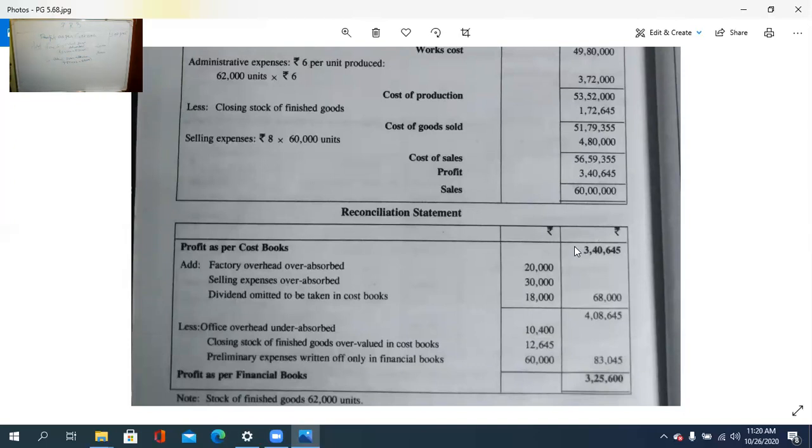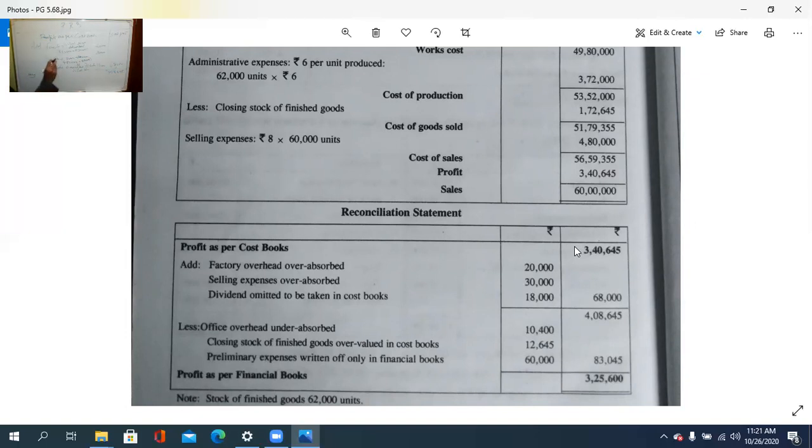Dividend received, in the P&L it is there, isn't it? It is an income item. Dividend received is the same as cash received. So income generated, so it is credited, while it is not there in the cost books. So dividend was omitted to enter in cost books. How much is the dividend? 18,000. So 3,40,645 plus 68,000, we need to add to 3,40,645. So it is 4,08,645. Clear? Then less items.